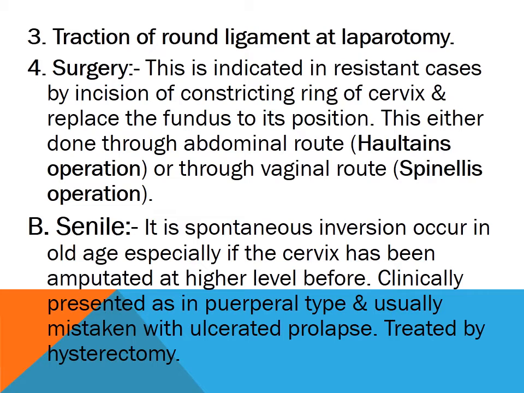The second type of chronic uterine inversion is the senile type. That means it is a spontaneous inversion occurring in old-age menopausal women, especially if the cervix has been amputated before at a higher level by the operation called Manchester operation, which is indicated for uterine prolapse. Clinically it presents as a profuse vaginal discharge or vaginal bleeding with low backache. Usually this type is mistaken for an ulcerated prolapse. It is treated by hysterectomy.